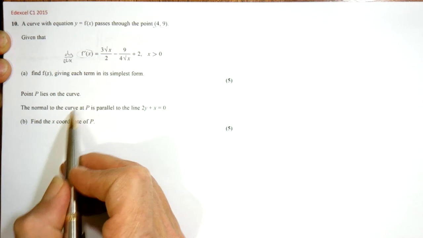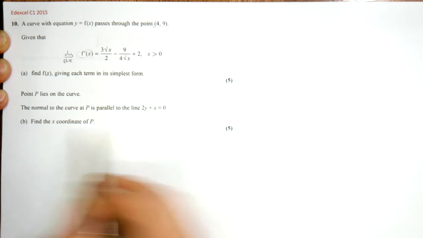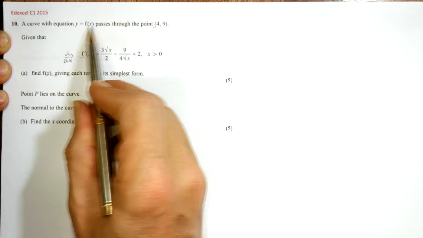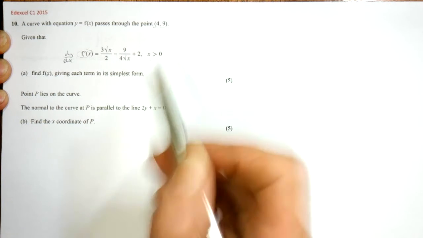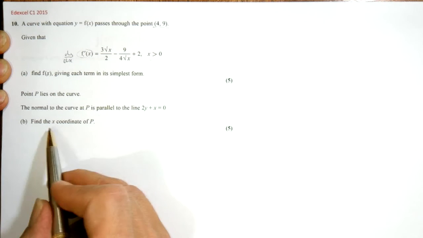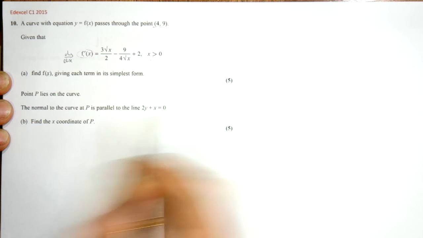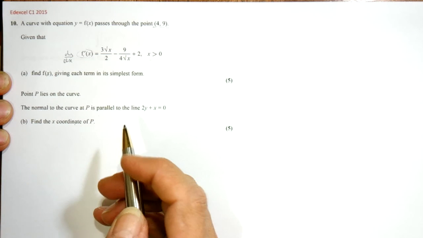c. And then P lies on the curve. The normal to the curve at P is parallel to this line, find the x coordinate of P. Okay, so that's using this equation. So we're going to generate the original equation, this one. Find c, write it out, get 5 marks, and then we're going to find the normal to the curve parallel to this one and find the coordinate P.